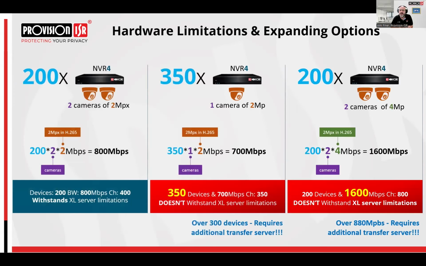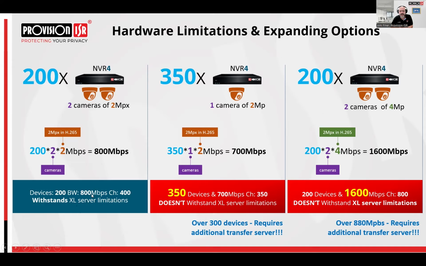I want you guys to pay attention. There are three main figures we need to look at: devices, megabits per second, and channels. Those are the three main criteria we need to look at when we spec a project. In the example on the left, everything was okay. Everything was within what one Excel server brings us: less than 300 devices, less than 2048 channels, and less than 880 megabits per second.